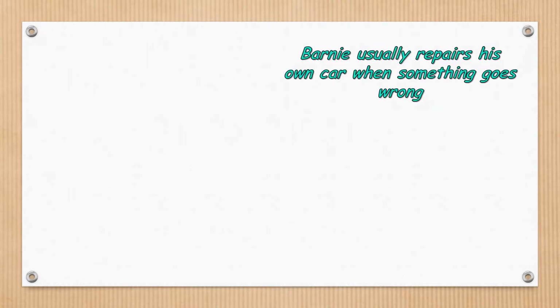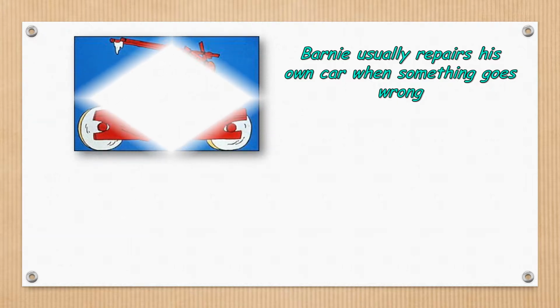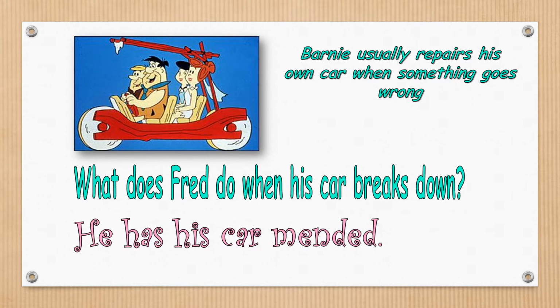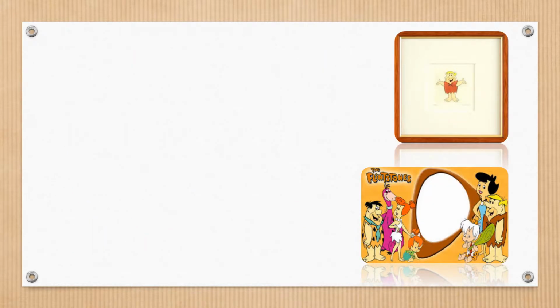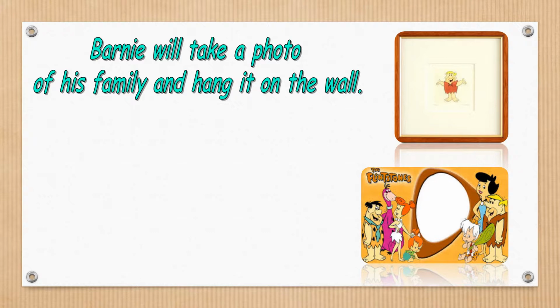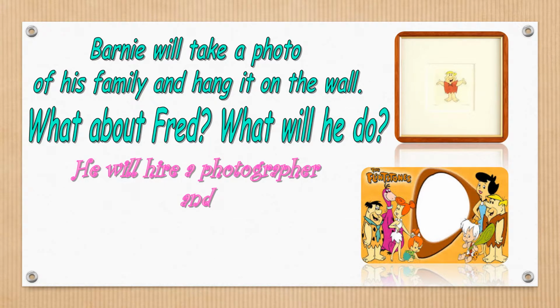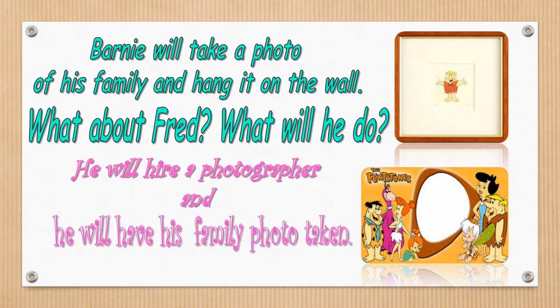Barney usually repairs his own car when something goes wrong. But what does Fred do when his car breaks down? He has his car mended. Barney will take a photo of his family and hang it on the wall. What about Fred? What will he do? He will hire a photographer and he will have his family photo taken. Will is used in the sentence, so the causative form should be will have something done.